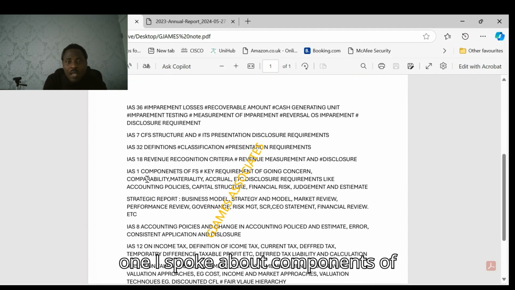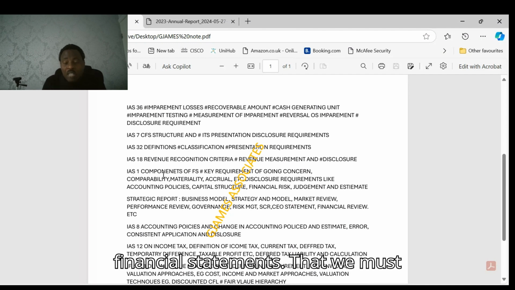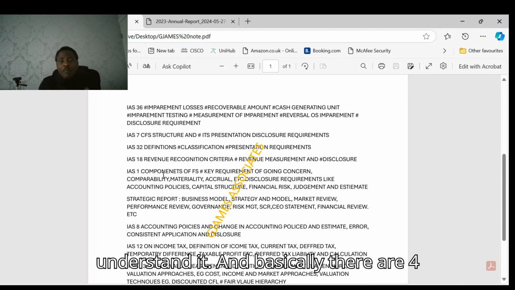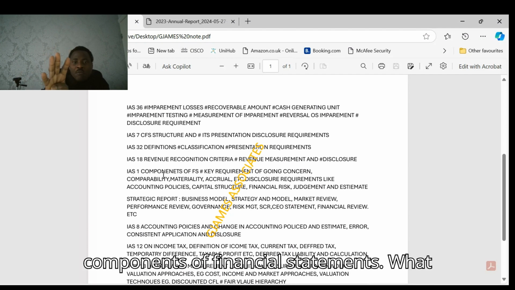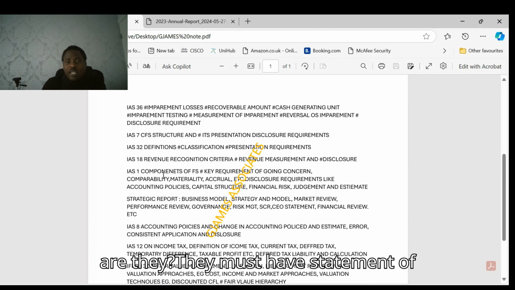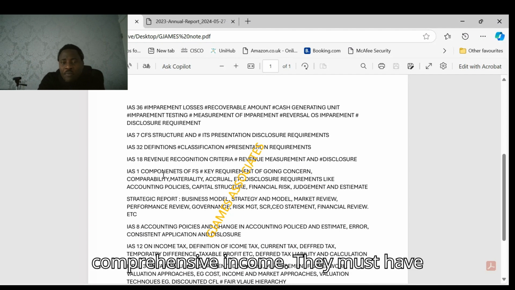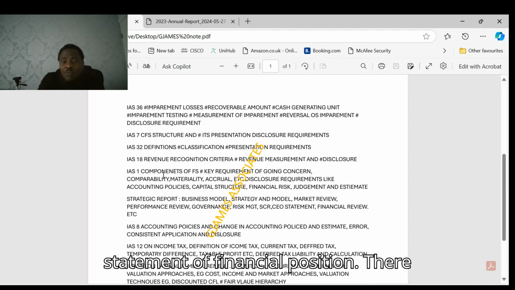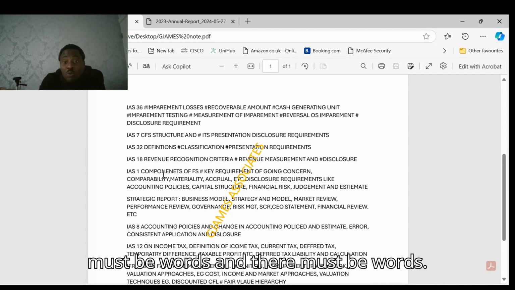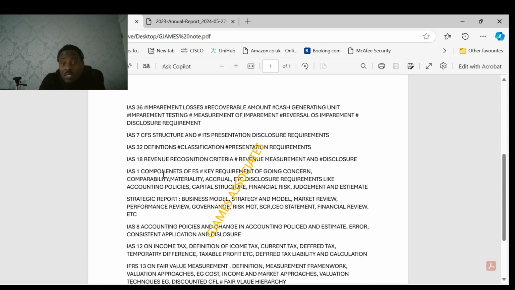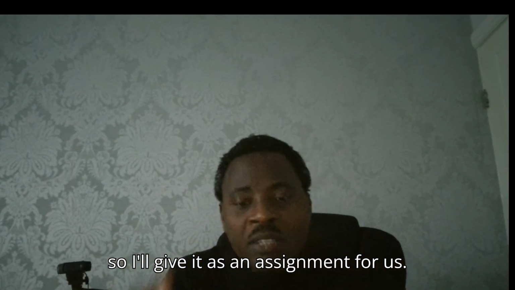IAS 1, I spoke about components of financial statements that we must understand. Basically, there are four components of financial statements. What are they? They must have a statement of comprehensive income. They must have a statement of financial position. There must be what, and there must be what. One is already dealt with. Okay, so I give it as an assignment for us.